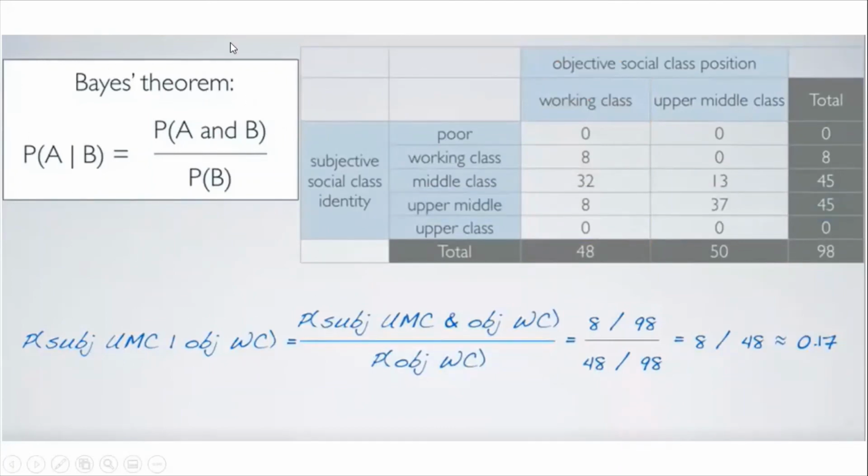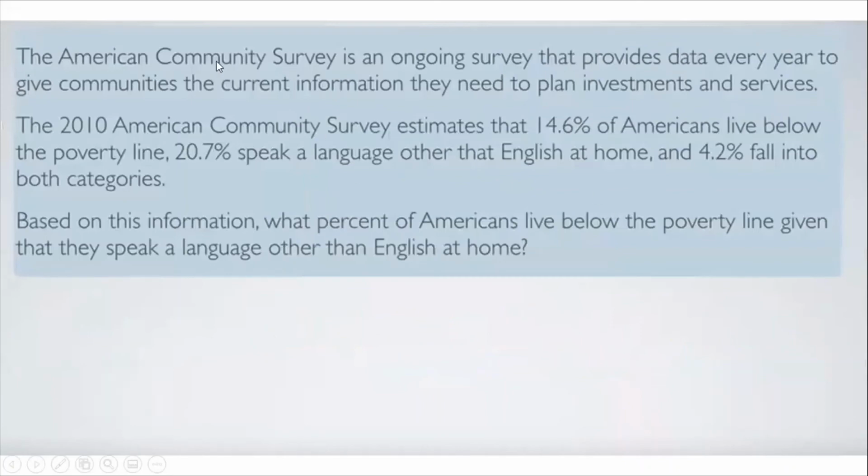So Bayes theorem is essentially getting the conditional probability by dividing the joint probability by the marginal probability. So that is basically Bayes theorem. How are we going to use this? Let's take a look at this example.